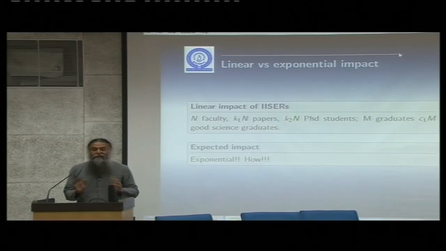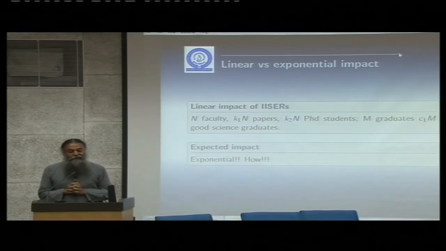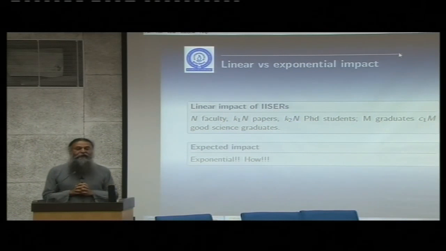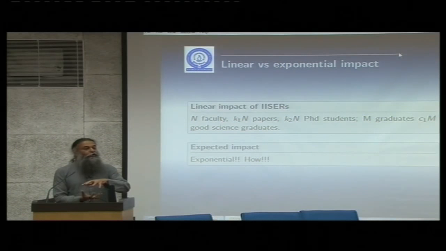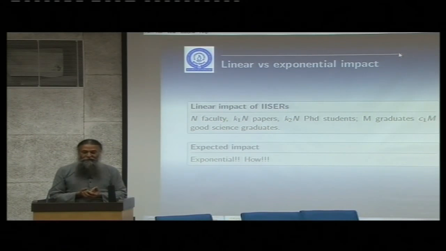So, my main thesis therefore is that these institutions will have a linear impact. They are very good, they are doing very well. I am working in one of them. I was party to setting up one of them from day one. We are doing very well, meaning we have faculty who will build good careers, get awards, do good science, write papers. But the impact is going to be proportional to the number of faculty that we have. Similarly, we are going to produce very good graduates and they will do well. But again, the effect is going to be proportional to the number of graduates that we produce.